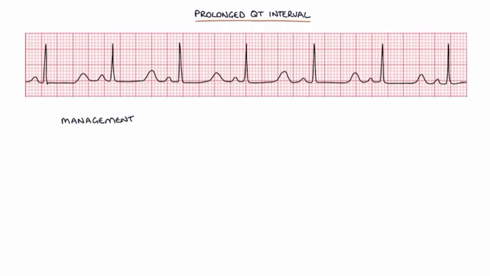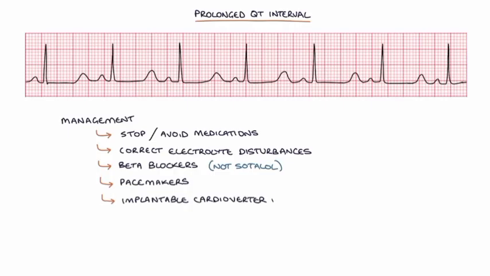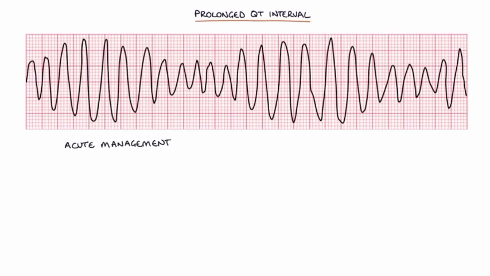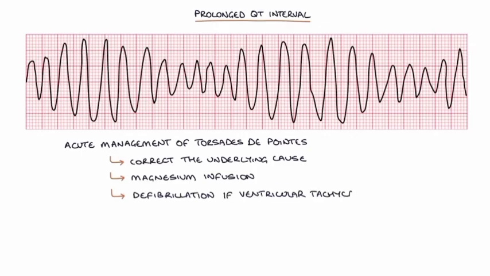Management of a prolonged QT interval involves stopping and avoiding medications that prolong the QT interval, correcting electrolyte disturbances, using beta blockers but not sotalol, and pacemakers or implantable cardioverter defibrillators. Acute management of torsade de pointes involves correcting the underlying cause, for example, electrolyte disturbances or medications, a magnesium infusion, even if they have a normal magnesium, and defibrillation if ventricular tachycardia occurs.